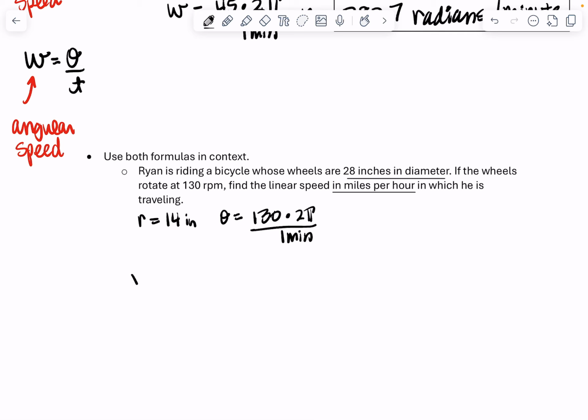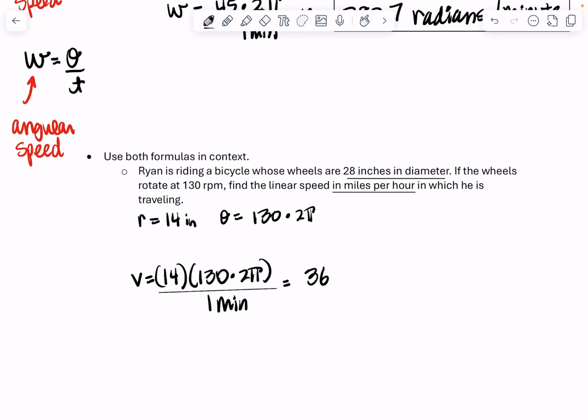Okay, so the linear speed, that's your V, is 14, that's your R. Theta is 130 times 2 pi, and time is 1 minute, because that's how far he's going. All right, so this would give us, I'm going to just leave it exact right now. I'm not going to round it off because I don't want round off errors. So if I plug this in, I'm going to say 14 times 130 times 2, and I get 3640, and I'm going to leave my pi right here. And this is inches because the radius is in inches over 1 minute.